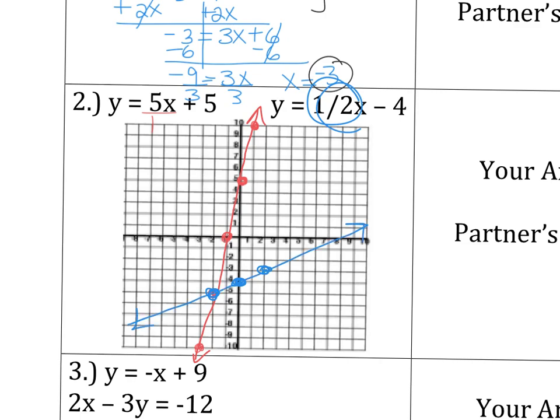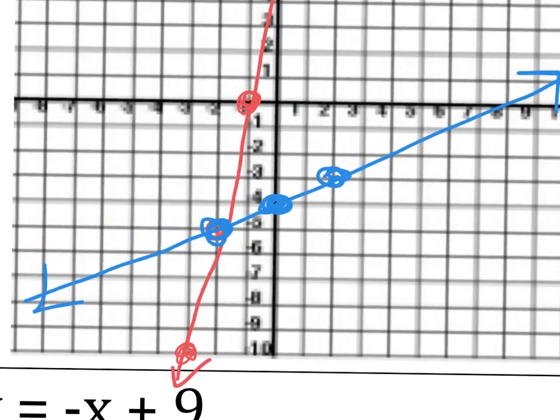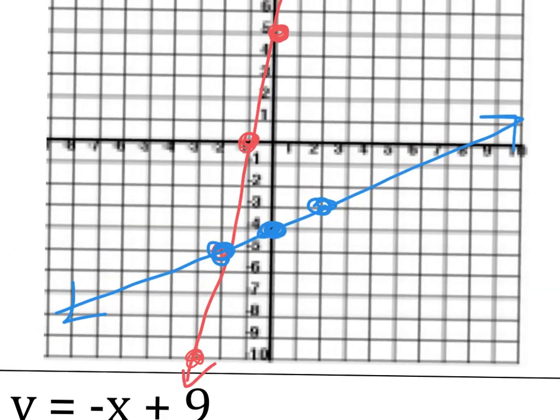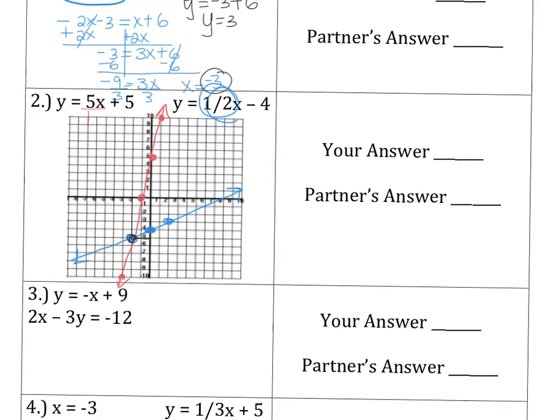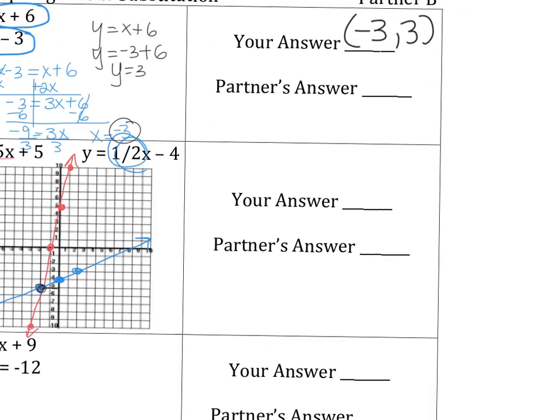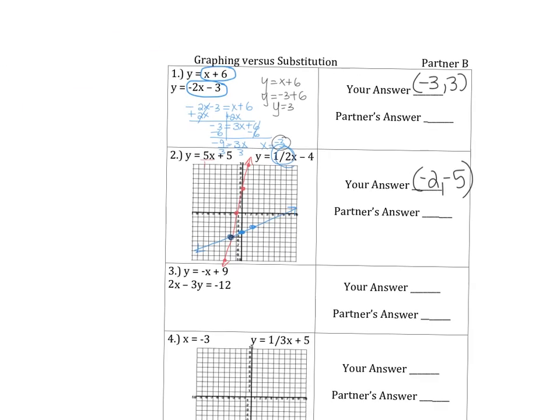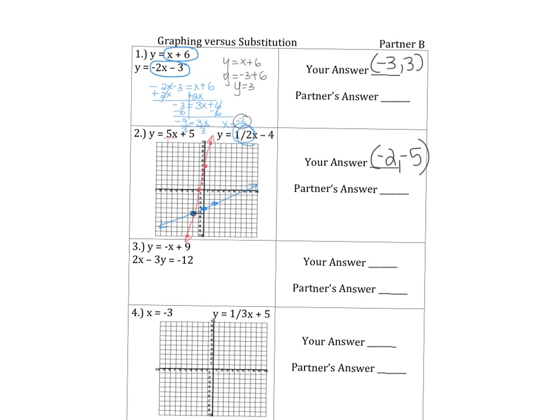Okay, so when I zoom in to see what this answer is, they cross right here at negative 2 and negative 5. So I'm going to write negative 2 and negative 5. So your partner should also have the same answer. Now you're not doing this whole worksheet, you're only doing questions 1 through 4.